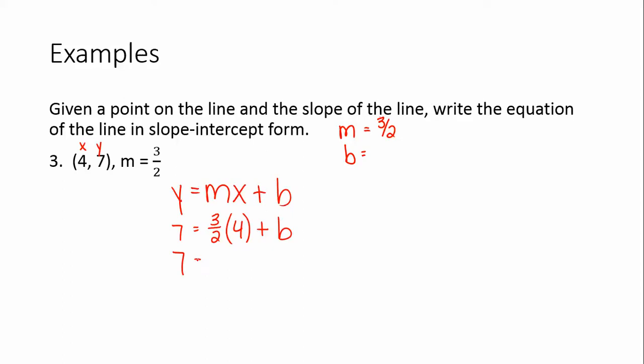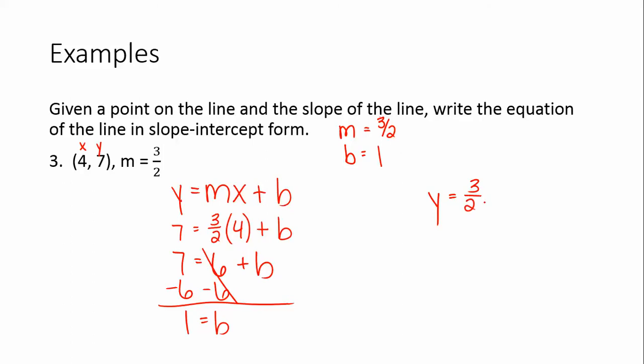So we get 7 equals, some of you were asking how you multiply fractions and whole numbers. You multiply the numerator by 4, so 3 times 4 is 12, and then you divide it by 2 to get 6. We want to subtract 6 now from both sides, just like we would solve any equation, and we're left with 1 equals b. So now we have slope and we have b, so we can write our equation. Also remember that when you write the equation of a line in slope-intercept form, y and x stay variables. So we have y equals 3 over 2x plus 1.